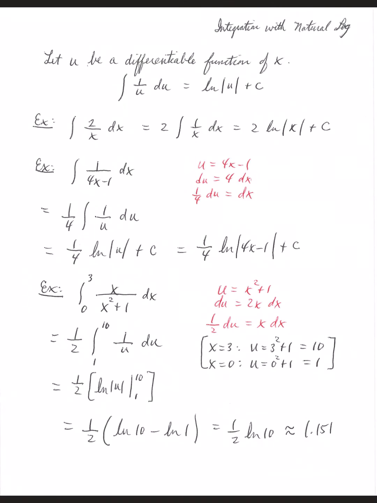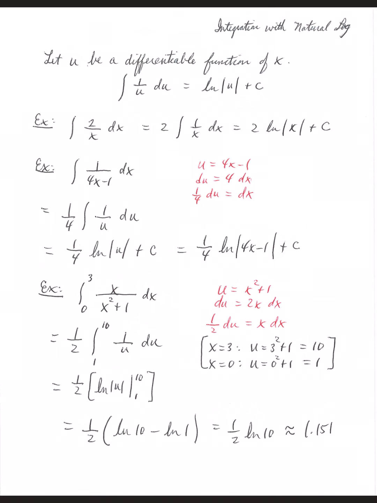Let u be a differentiable function of x, then the integral of 1 over u du will have the antiderivative natural log absolute value of u plus c. Basically, if you can get an integral in the format of derivative over original, and what I mean by that is if you were to take the derivative of the denominator and you get the numerator, then this antiderivative formula applies, and it's called integration using natural logarithms.